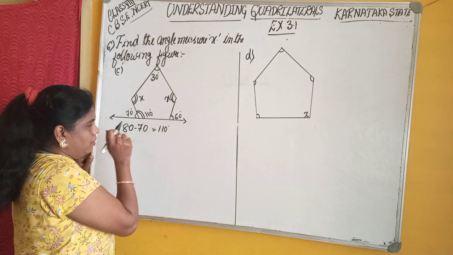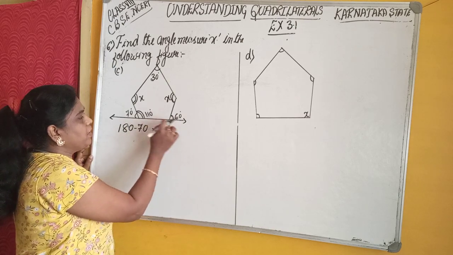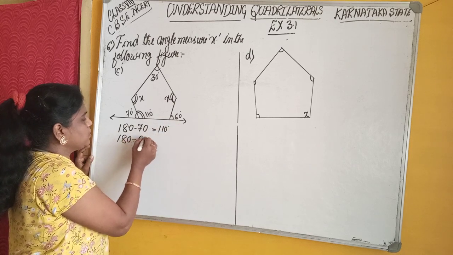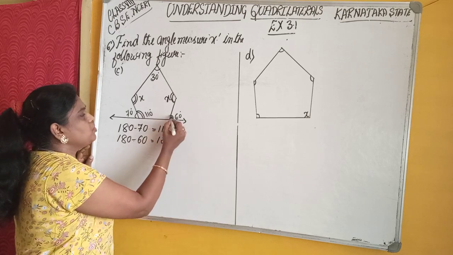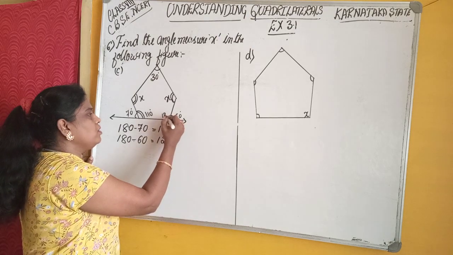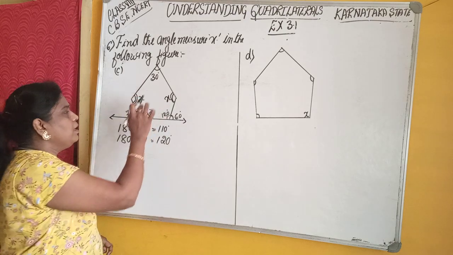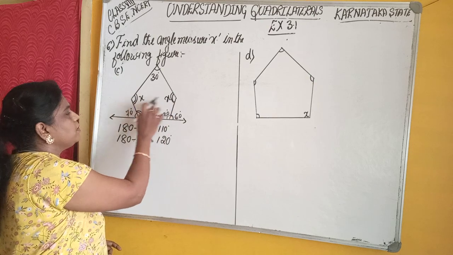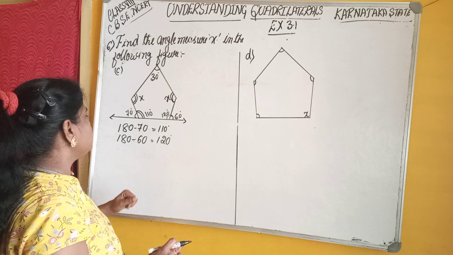Here also 60 degrees is an exterior angle. Its linear pair angle is equal to 180 minus 60, that is equal to 120 degrees. These two are a linear pair. If one of the angles is 60 degrees, the other one is 120 degrees. Now we have to calculate the angle sum to find the measure of x. Here two angles are given, both are equal, that is x, and here 30 degrees is given.